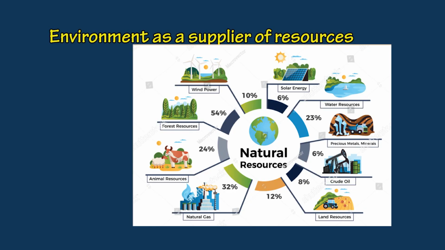Now, the production sector uses raw materials from the environment to produce these goods and services. It may use material resources like iron ore or energy resources like oil from the environment. So basically here, the environment is acting as a supplier of raw materials to the economy.